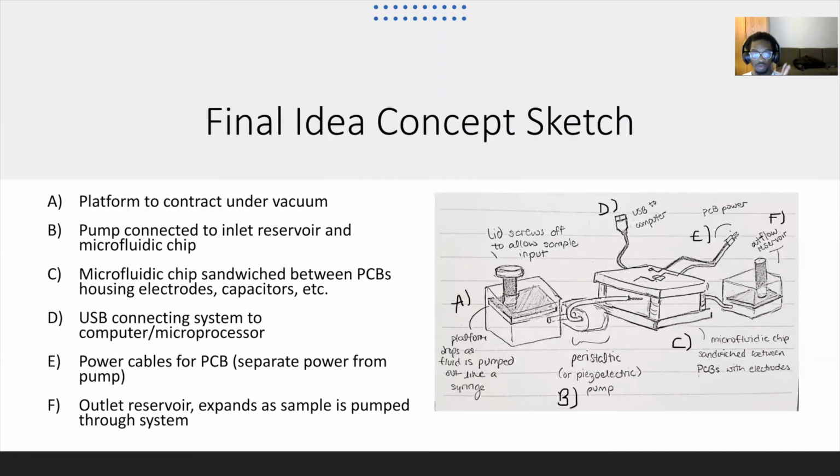So we present our final idea concept sketch. So the idea is that you'd have a system that has an inlet reservoir that goes to a pump, then to the microfluidic channel, which is connected via a USB to a computer for data processing. Then you have an outlet reservoir which receives any waste fluid or particles after we are done working with them.